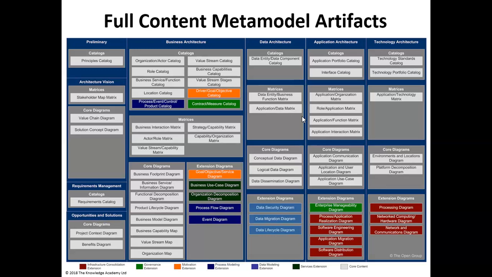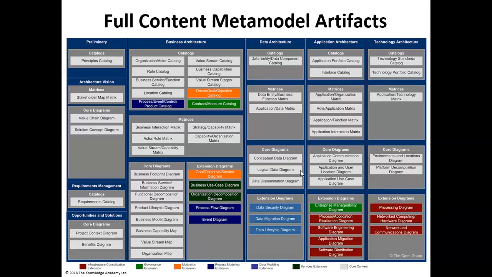Now, one more thing here. What is it that they show in these colors? For example, the orange color is a motivation extension. Whatever you see in dark blue is a process modeling extension. Fine with you?